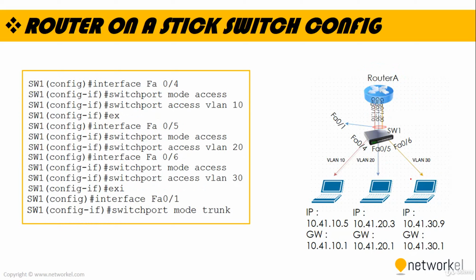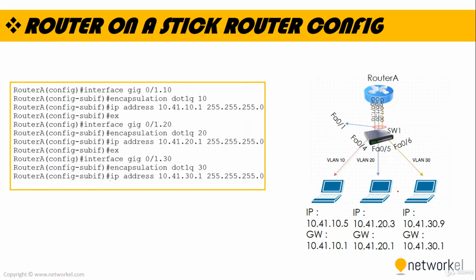Okay, let's go ahead and see how we can configure a router on a stick. On the switch side, on the related interfaces, I'm assigning my VLANs to the interfaces, as you can see. For example, interface 4 will belong to VLAN 10, interface 5 will belong to VLAN 20, and interface 6 will belong to VLAN 30. Then FastEthernet 0/1 will be configured as a trunk port because that's going to carry VLAN 10, 20, plus VLAN 30.